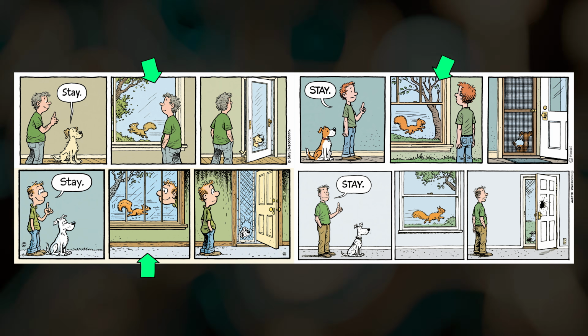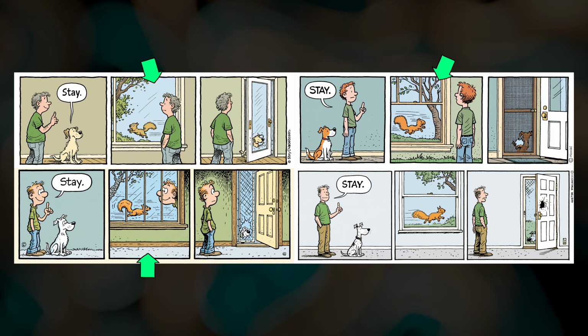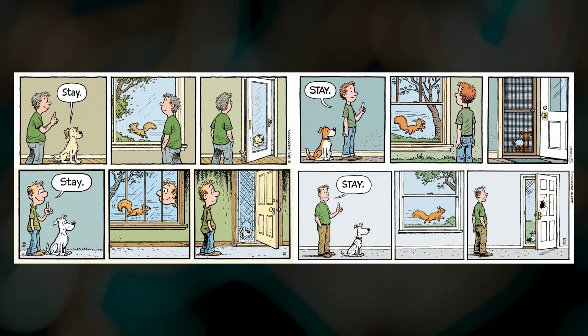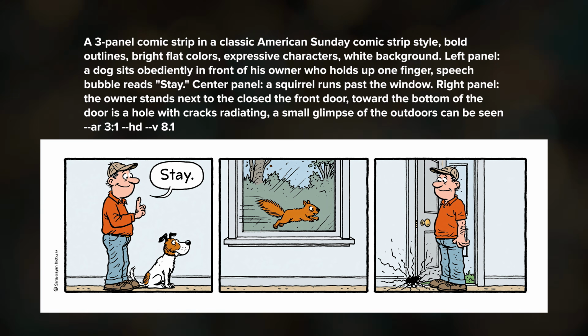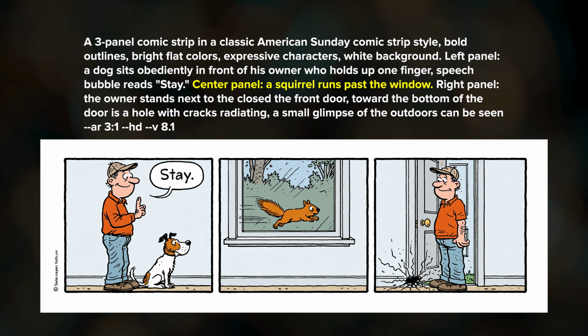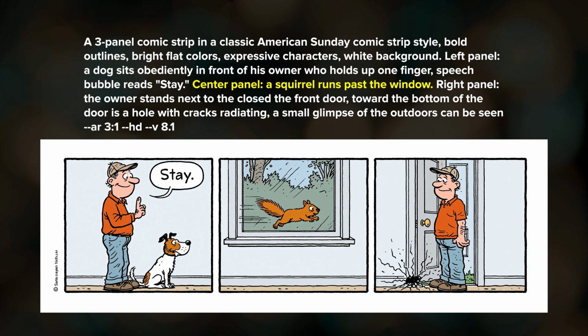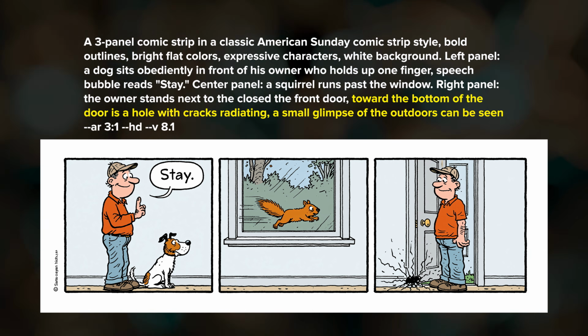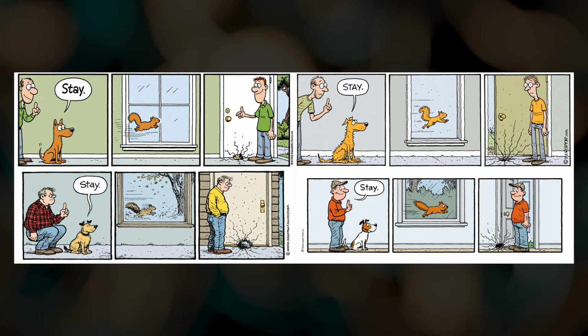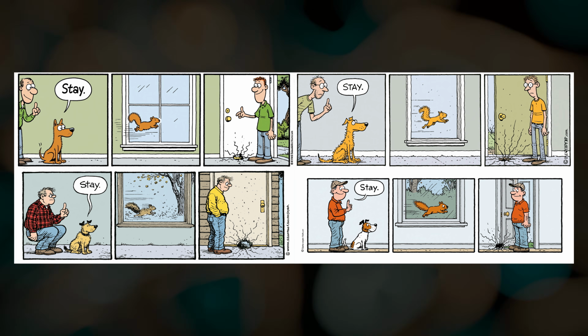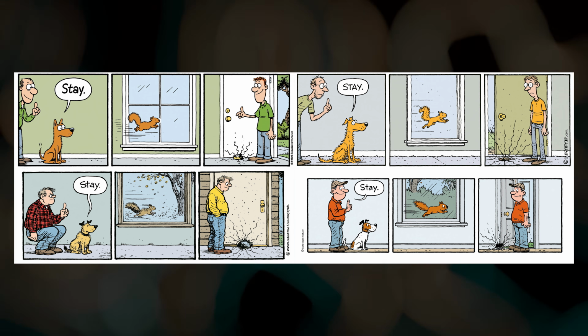The middle panel had the owner in it when really I just want to focus on the squirrel. And the open door with a screen was a bit confusing for Midjourney. So first I simplified the middle panel to just be the squirrel running past the window, and I changed the description of the hole in the door in the right panel. That gave me these results, which are better, but now I have two new problems.